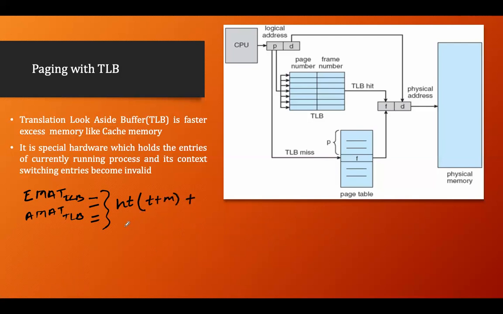Plus, if there is a miss, meaning 1 minus hit, then we are taking T plus 2M time. And what is this hit? Hit is nothing but the hit ratio. Hit ratio means how many times we have referenced, how many times we got it, divided by how many times we have referenced. Meaning the number of times we got the page divided by the number of times we have done the page reference.